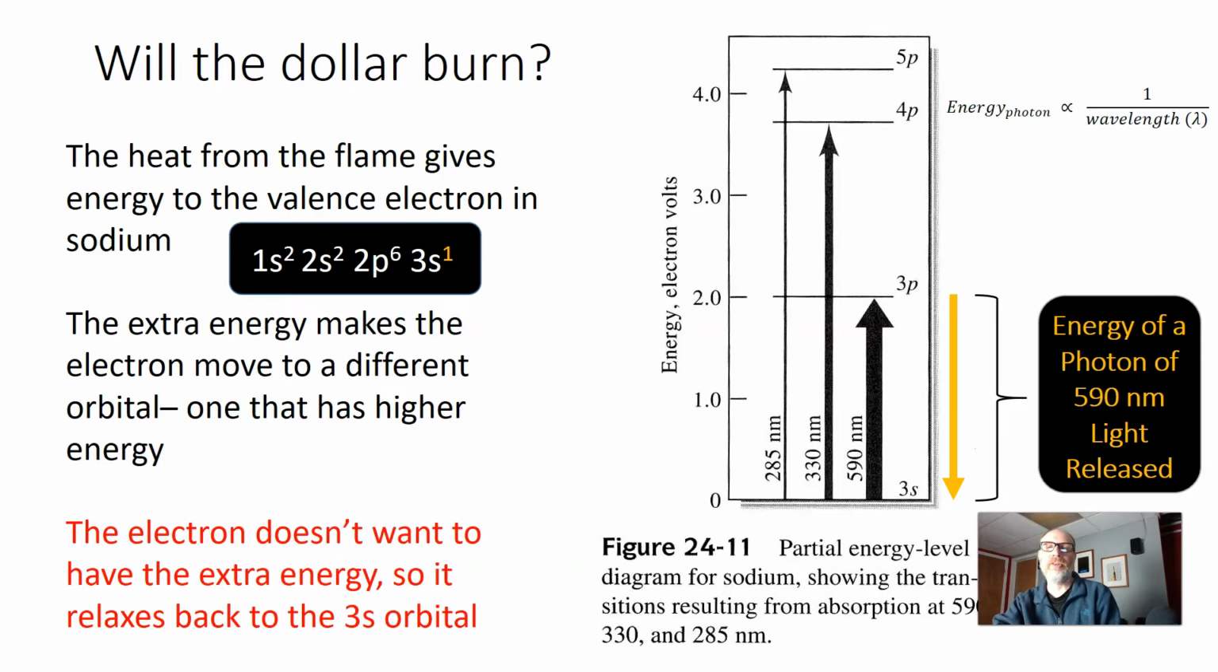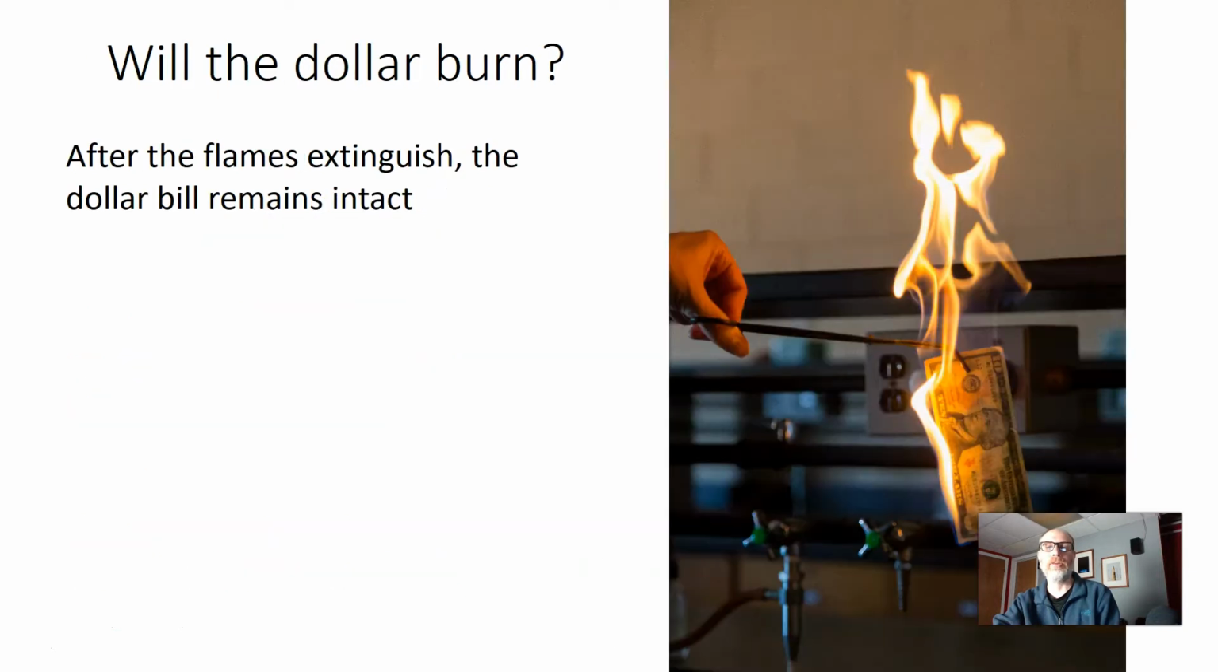And it just so happens in sodium that the difference in energy between the 3p and the 3s orbital corresponds to a photon of 590 nanometers of light. Remember that the energy of a photon is proportional to 1 over the wavelength of light. This photon would be 590 nanometers, which is a yellowish-orange color. And that's what we see whenever we have sodium in a combustion process: this bright yellow or bright orangish color. It's because of that transition of that electron between the 3s and the 3p orbital.